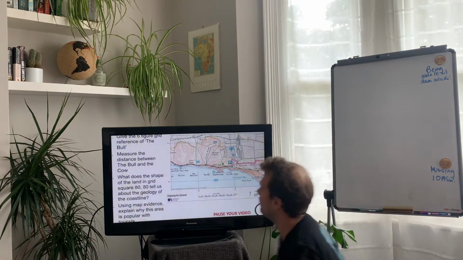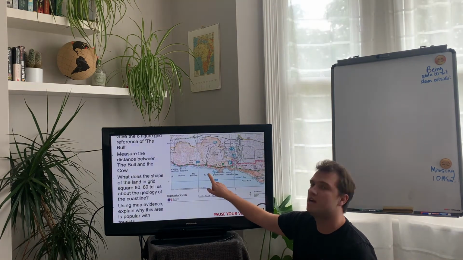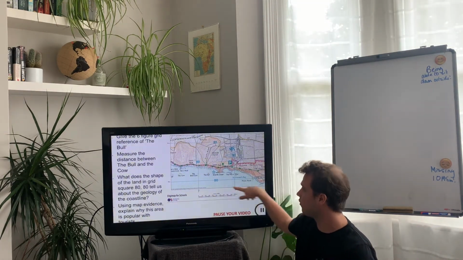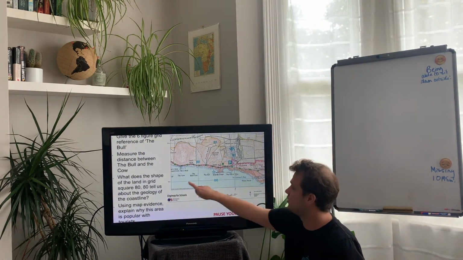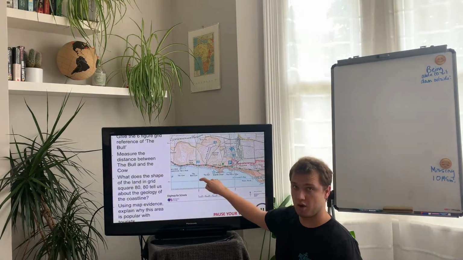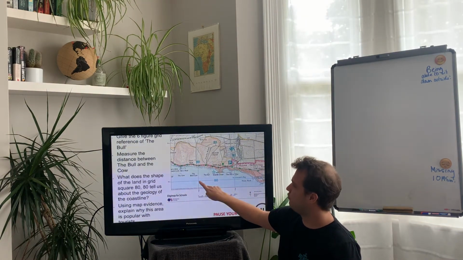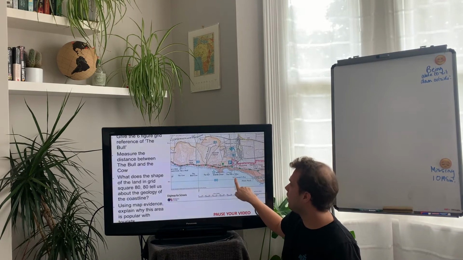Hopefully you've had a go at that, so let's go through them. The 6-figure grid reference of the bull. So here is the bull. As we know, we always go along the corridor first with our grid references. So going along, if we're going to the bottom left-hand corner, because it's always the bottom left-hand corner, for the bull it is 80. And then we have to work out how far between 80 and 81 is the bull.